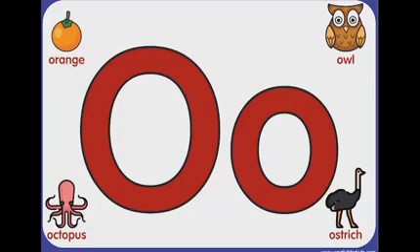This is the capital O and the small letter O. The sound of O is ah, orange. Ah, owl. Ah, octopus. Ah, ostrich. Okay, let's listen to the letter O sound.